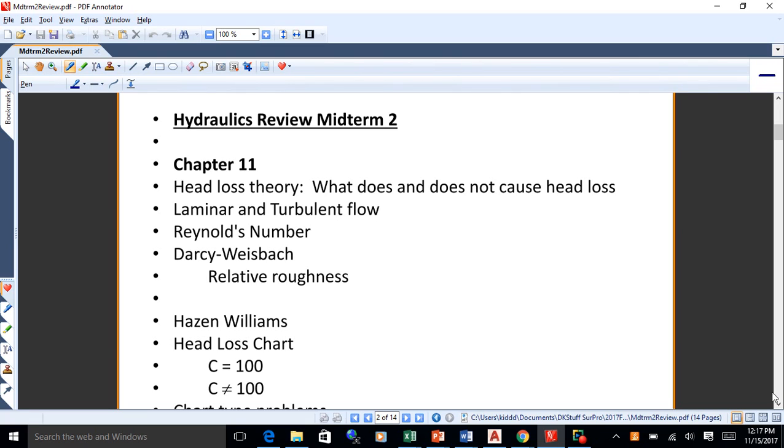Well, I wouldn't even have you do that with numbers. Just all that stuff above Darcy-Weisbach there. Just know that kind of what I call conceptually. Just understand it enough to talk about it a little bit, or to write about it a little bit, I guess. So what I mean by that is this stuff. You should know what does and does not cause head loss. You should know the difference between laminar and turbulent flow, and you should know that the Reynolds number is used to figure that out. That's about it. Okay.